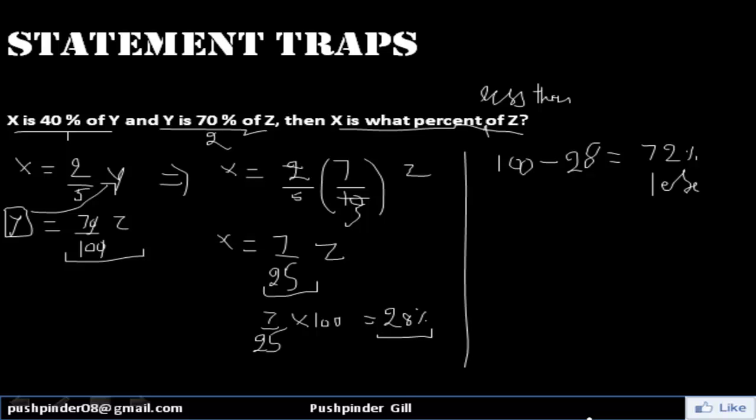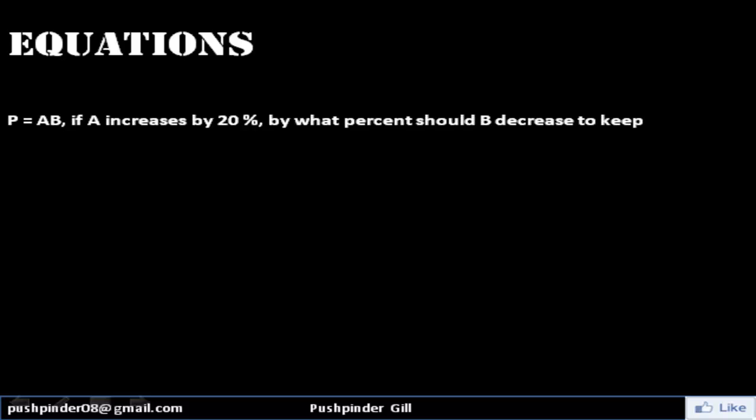However, if anyone would have asked me x is what percent less than z, if x is 28% of z, that means that x would be 72% less than z, right? So I hope you all understood this question over here. So let's just move to the equations, right? Now I have completed the concept. I'm just trying to show the different type of questions, the general type of questions which come usually in exams. Now let's see this question over here.